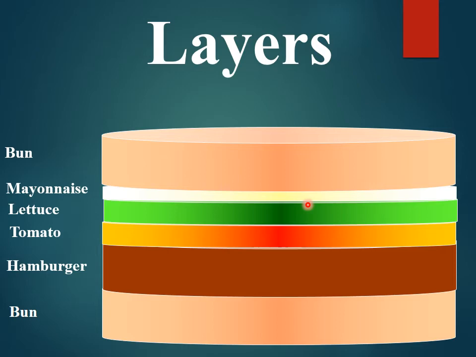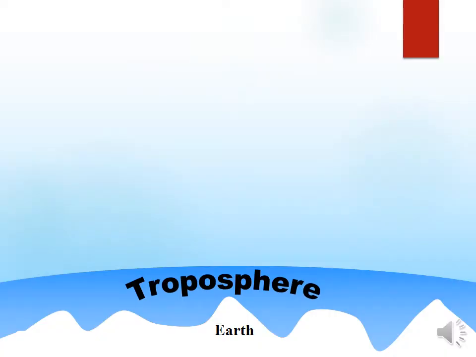So like we see the layers in a hamburger, similarly our atmosphere also has 5 different layers. So let's look into it. Now our atmosphere is divided into 5 layers starting from the Earth's surface. From the Earth's surface, the first layer is the troposphere.